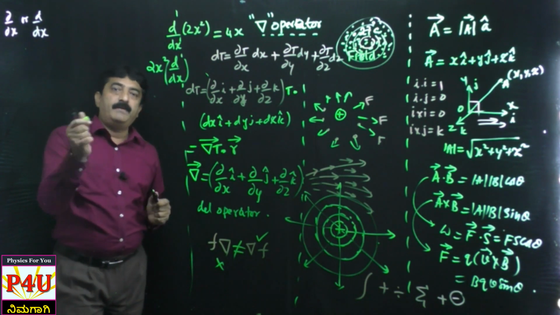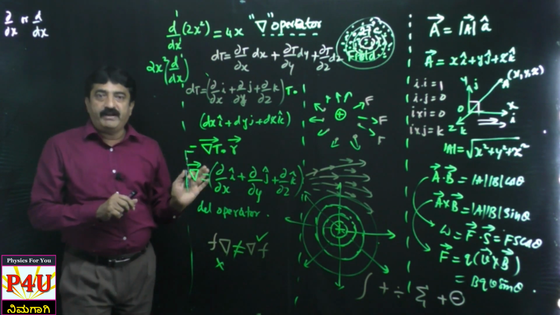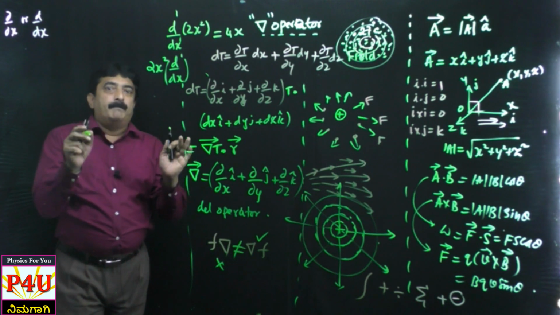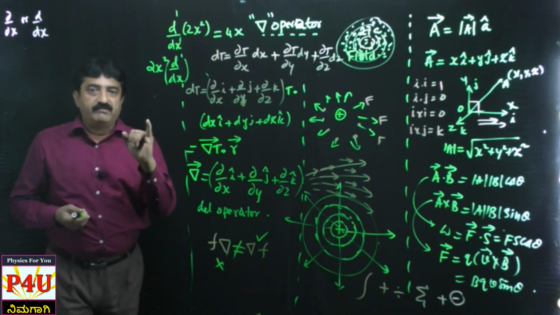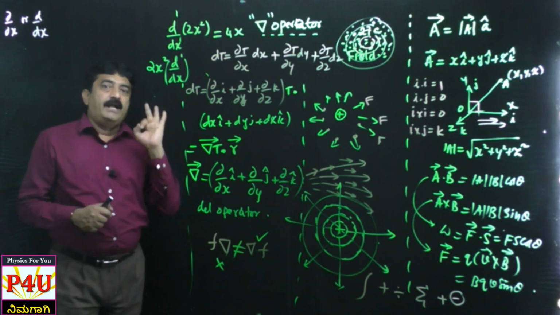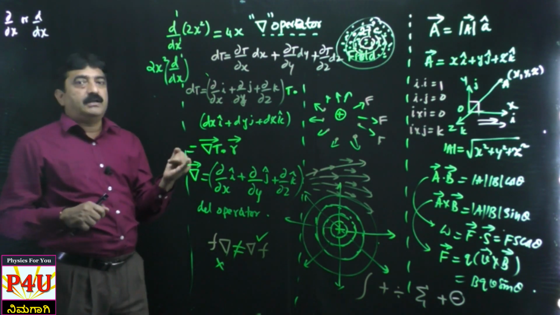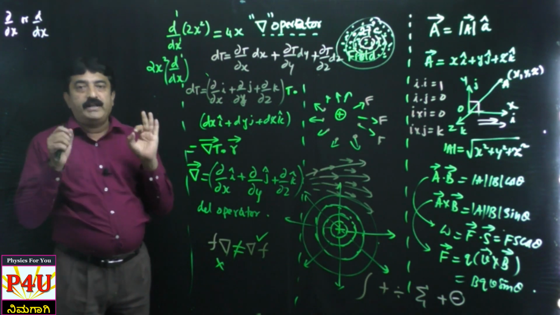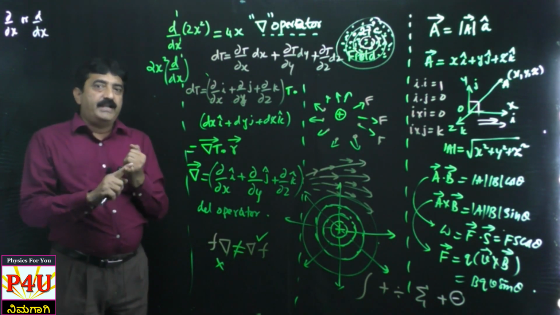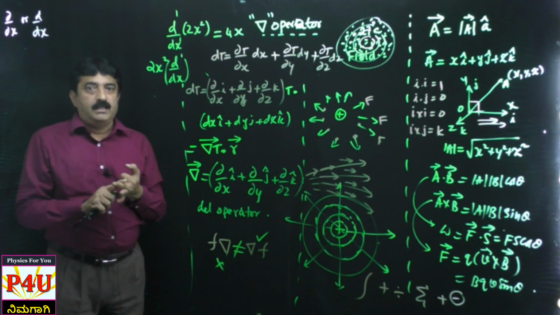So, del can be multiplied with a scalar and a vector. How to multiply? Based on this, we have three parameters known as divergence, gradient and curl. Okay, I start with gradient and then divergence and curl. So now the next heading is gradient, divergence and curl.